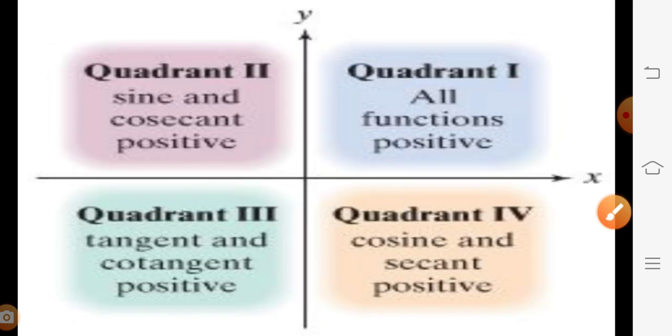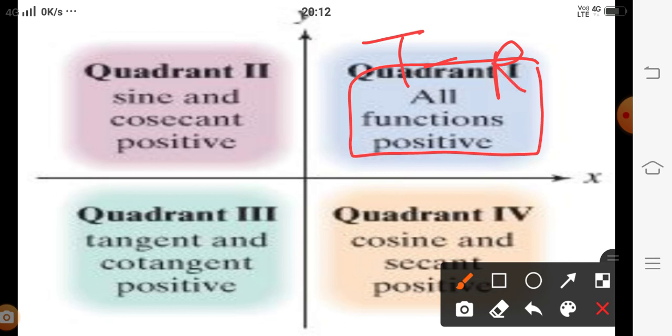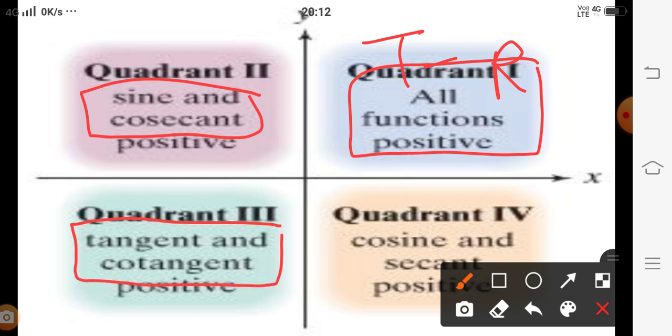If you observe the figure here, the xy axes divide the plane into 4 quadrants, and in the first quadrant all the functions are positive, meaning all the t ratios are positive. In the second quadrant, sine and cosec are positive. In the third quadrant, tan and cot are positive, and in the fourth one, cos and sec are positive, and the rest of the t ratios are negative.